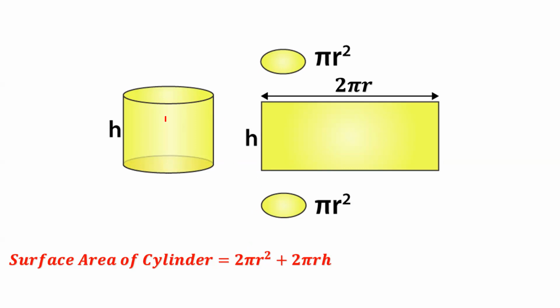We also have to figure out the area of this rectangular portion that is wrapped around. We know the area of a rectangle is length times width. And so we have h times 2 pi r. This is going to be this side. So we multiply these two sides, h times 2 pi r, and that's how we get the area of the rectangle. So this portion is the area of the circles. This portion is the area of the rectangle. We add them together to get the surface area of the cylinder.